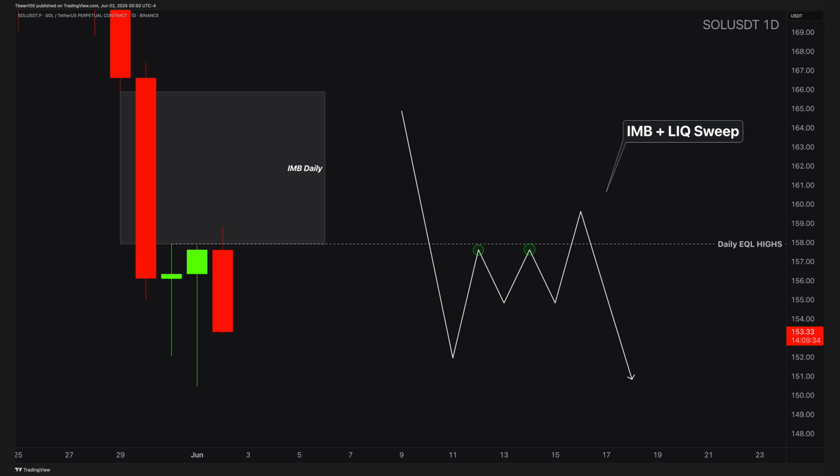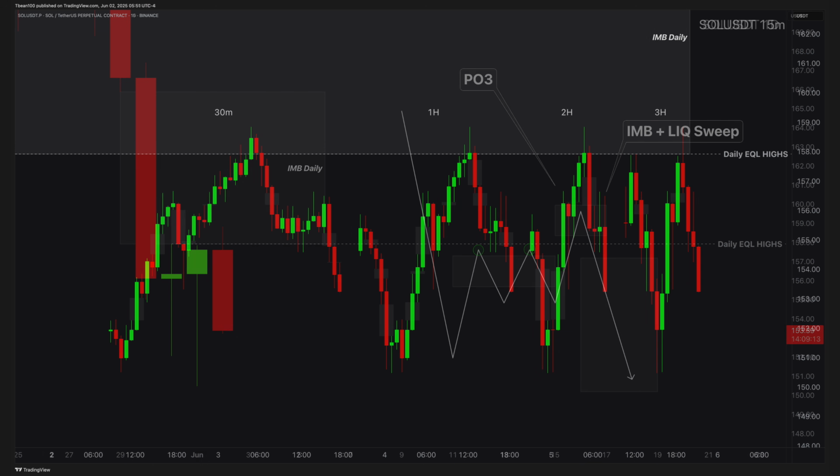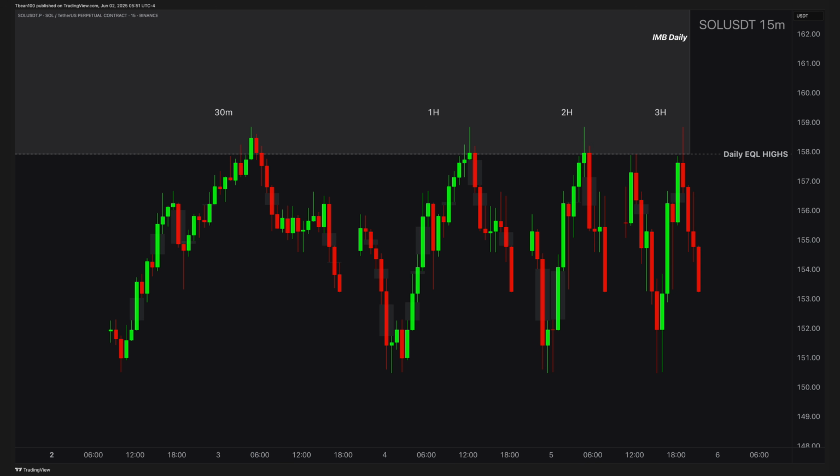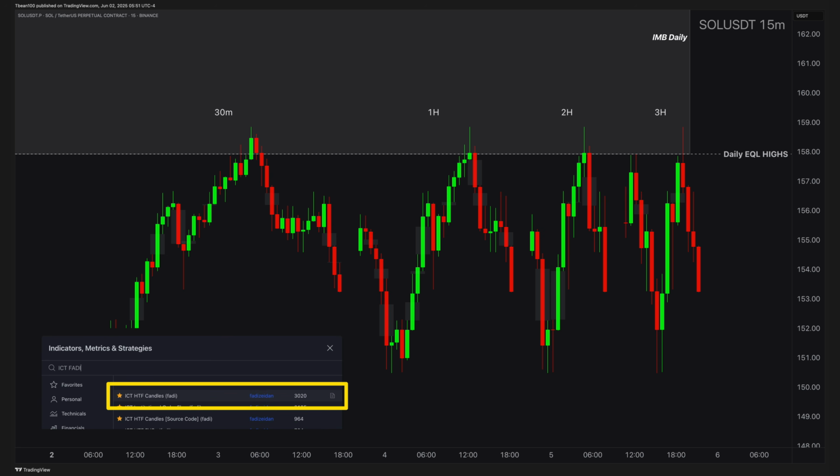However, from another perspective, what actually is this? It is PO3, the daily power of 3. It is very clear if you notice accumulation, manipulation, and the final distribution. But what happens after the manipulation, the daily manipulation phase? The phase where the price sweeps the daily equal highs and the imbalance.